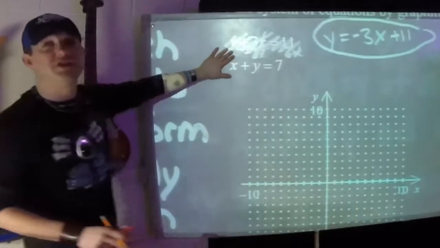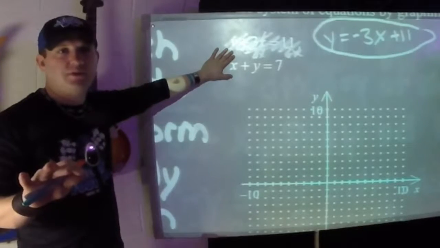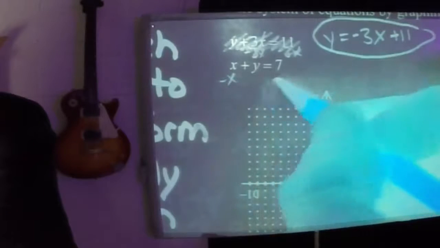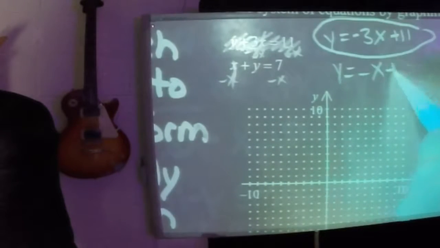All right, the second one, also not in y equals mx plus b. A really easy fix. What needs to move? Subtract x from both sides. So you get y equals negative x plus 7.